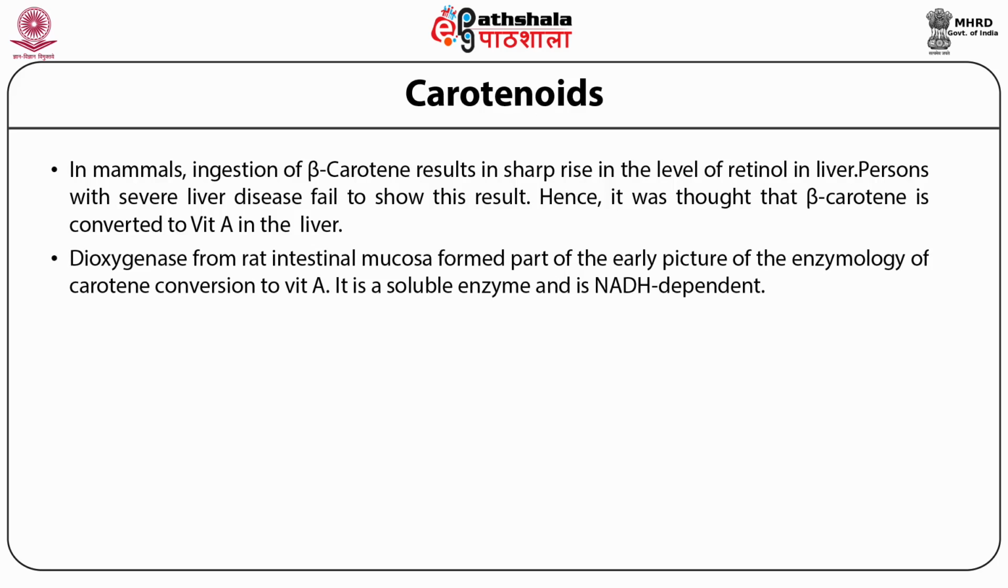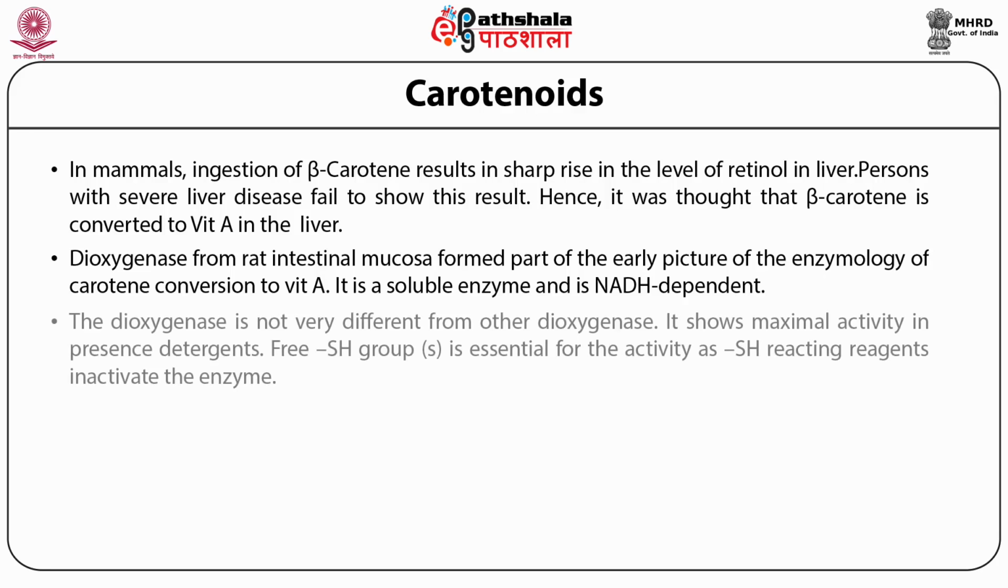Dioxygenase from rat intestinal mucosa formed part of the early picture of the enzymology of carotene conversion to vitamin A. It's a soluble enzyme and is NADH dependent. The dioxygenase is not very different from other dioxygenases. It shows maximal activity in the presence of detergents. Free sulfhydryl group or groups are essential for the activity, as the sulfhydryl reacting reagents inactivate the enzyme.